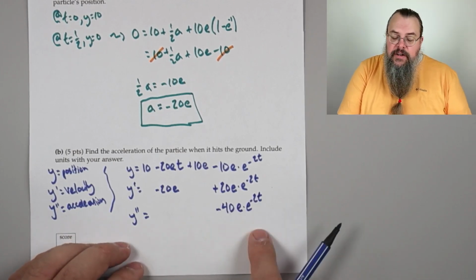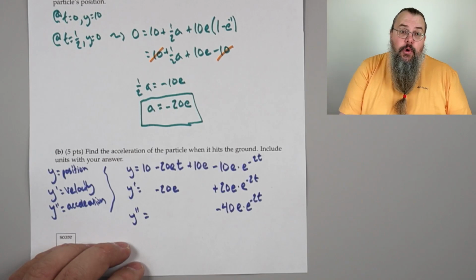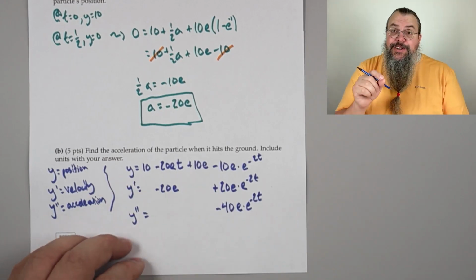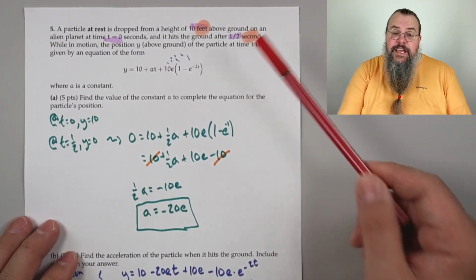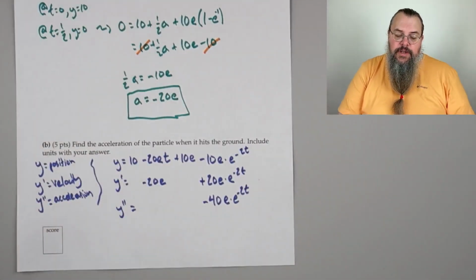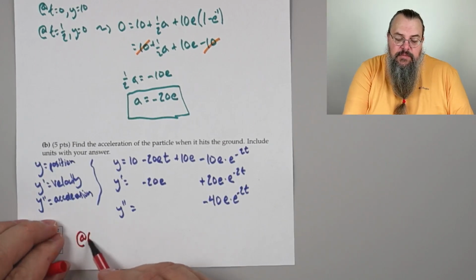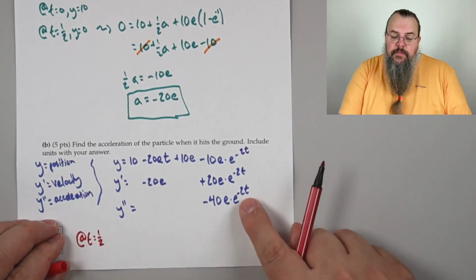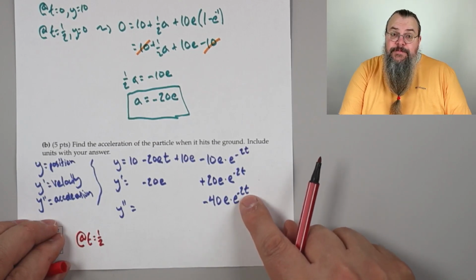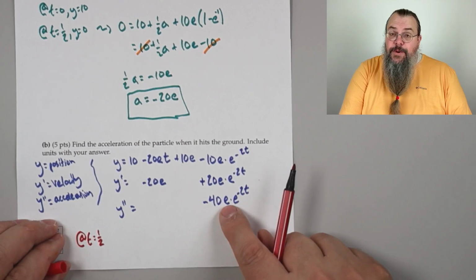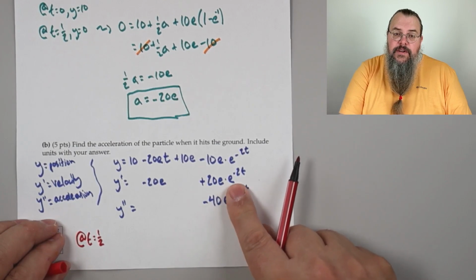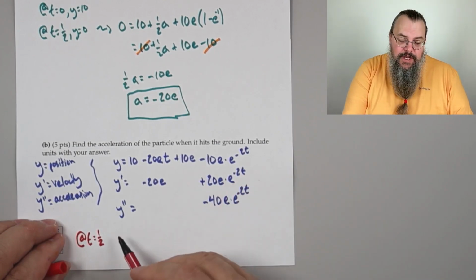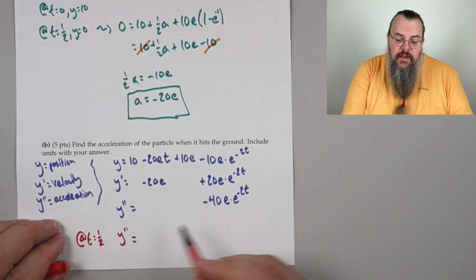Now, that's our acceleration at any time. We want our acceleration at a particular time, when it hits the ground. And we know when it hits the ground. That was given to us in the problem. It hits the ground at the half-second mark. So we say, okay, what happens at time equals 1/2? Well, minus 2 times a half is minus 1. E to the minus 1 times e to the 1, these will cancel out. And so we're left with that minus 40. So y double prime is negative 40.